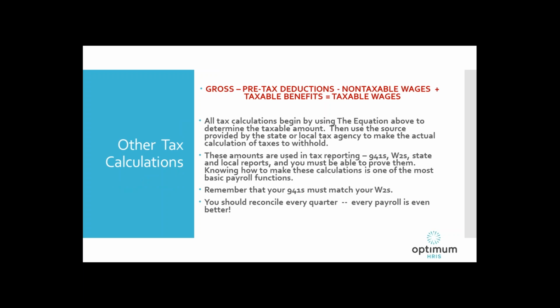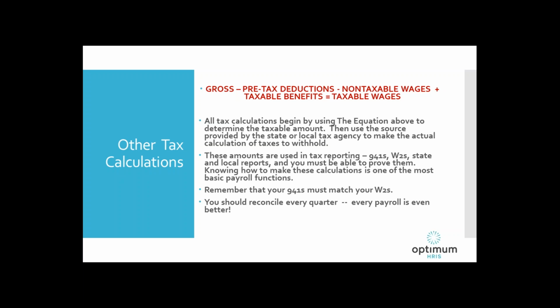All of the tax calculations in your Optimum system will begin by using this equation that we've discussed today. And then they'll take that equation and combine that with the source material provided by the tax agency. Today we used our equation and combined it with the Circular E provided by the federal tax agency. You'll use this equation and combine it with your state and local tax agency material to perform their calculations. Then you'll use the calculated amount in your tax reporting, your 941s and W-2s, your state and local reports, and you need to be able to prove the amounts that were calculated and know how to make these calculations. That's one of the most basic payroll functions that there is.